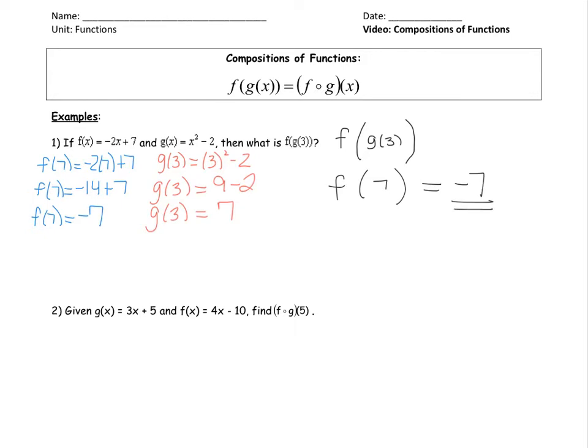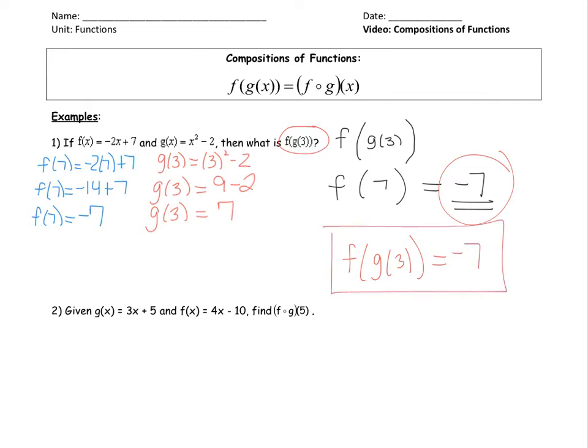Because what I did was, I started with g of 3. I figured out that g of 3 was equal to 7. And then I found out what f of 7 was. And really, this is my final answer to this composition. I composed two functions together and got negative 7. So if you want to be technical, your answer can be written as f of g of 3 equals negative 7. If you want to be technical about how you're writing your answer.